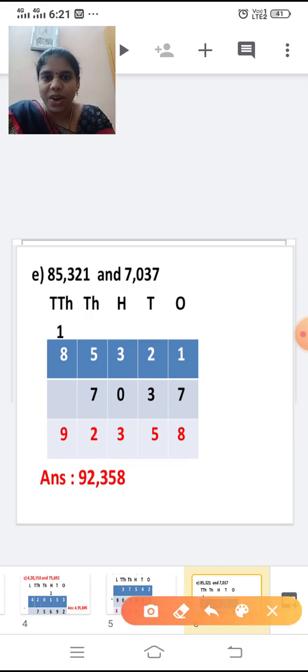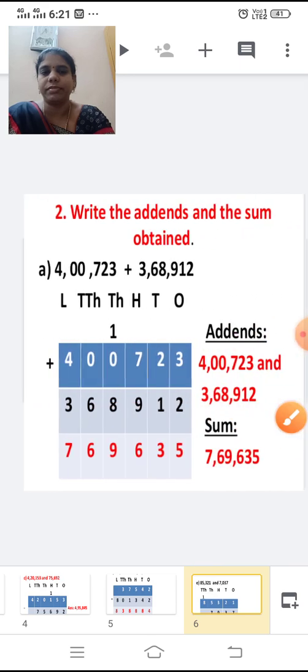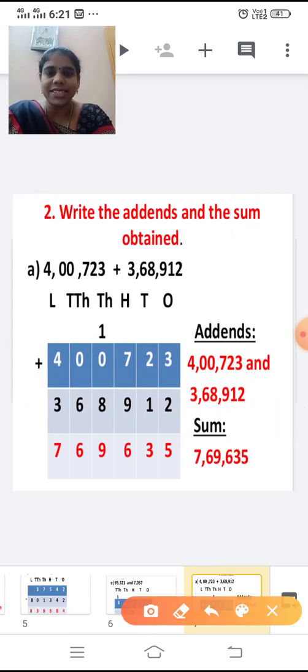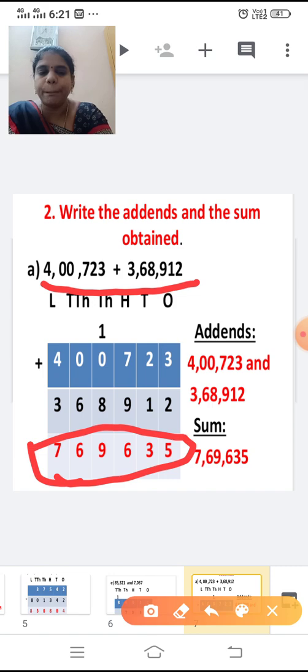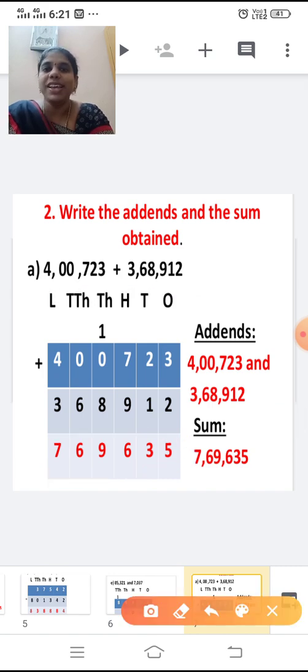So first we have to add the ones place, then the tens place, then hundreds, then thousands, then 10,000. Now write the addends and the sum. What do you mean by addends? The numbers that we are going to add are called addends. And the sum? What is the meaning of sum? The answer we get, that is called the sum. That we are going to write at the end. First we'll do the addition now. Copy it in your classwork, children.